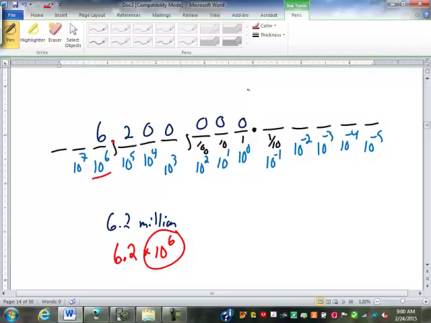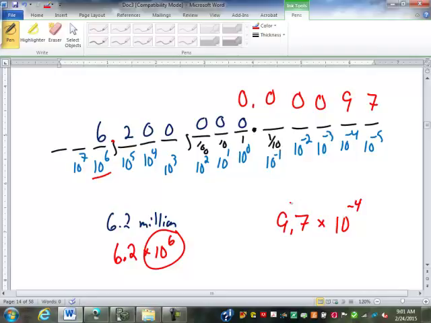For example, I could have 0.00097. That would be written as 9.7 times what place value is the 9 in? 10 to the -4. And that's how scientific notation works.